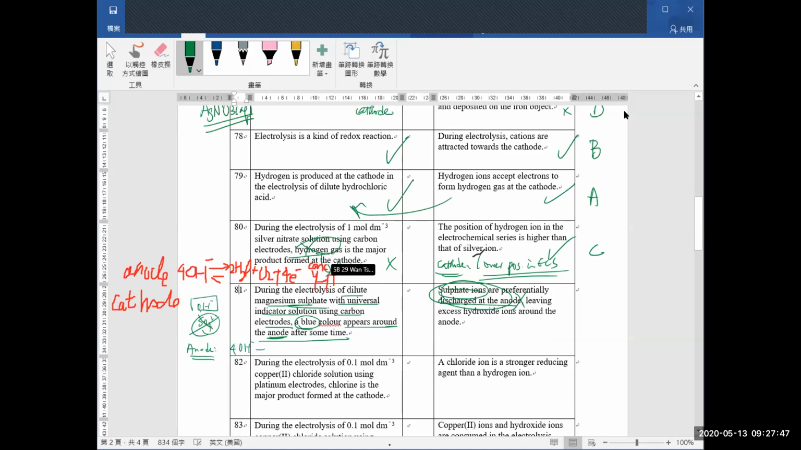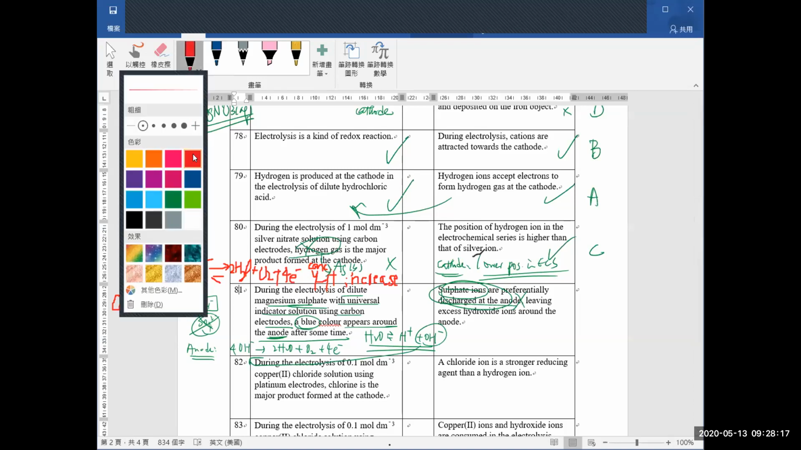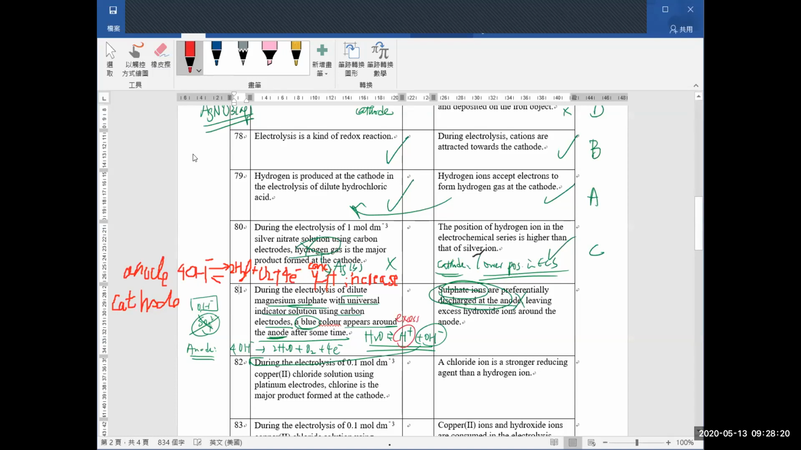Hydroxide, they will turn to what? Yes, they will turn to water, oxygen, and four electrons. Water will continuously self-ionize to replace the loss of hydroxide ions. So leaving behind H+ ions, they will be in excess in the solution and remain unreacted, which makes the solution acidic.